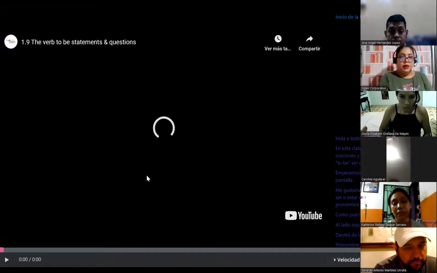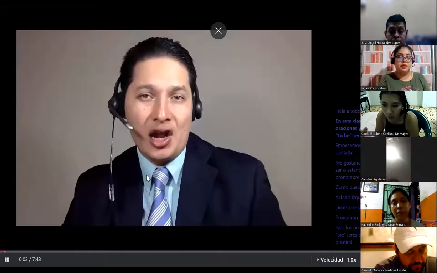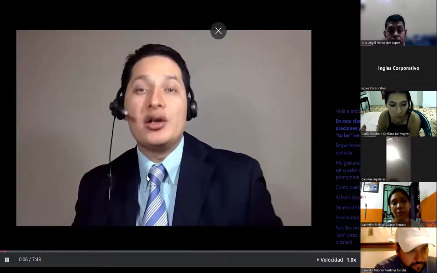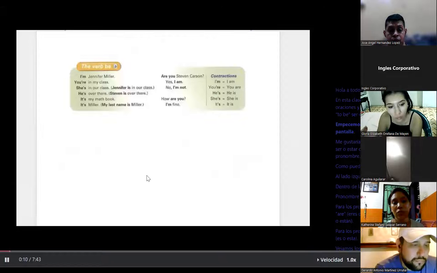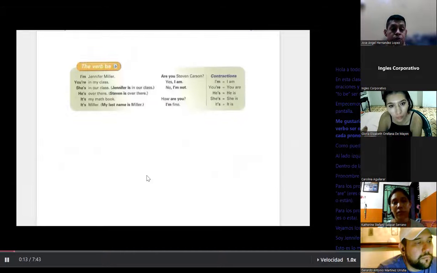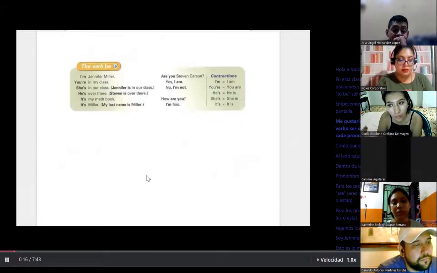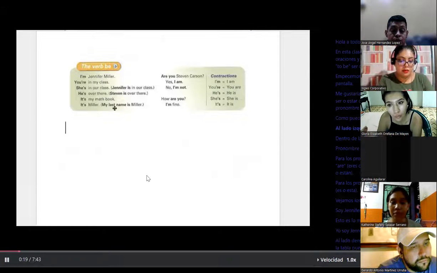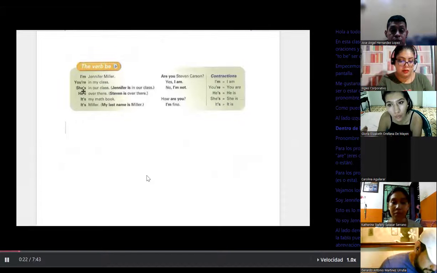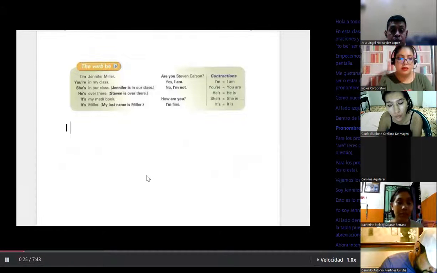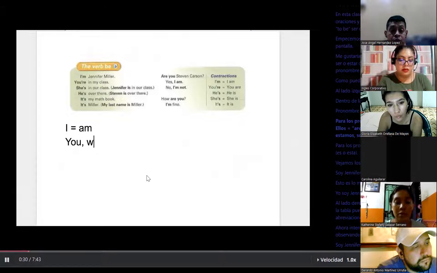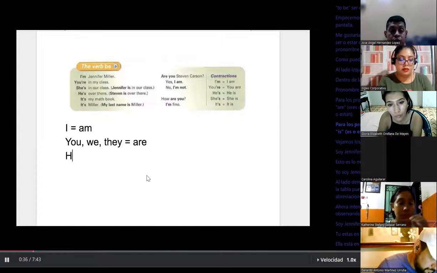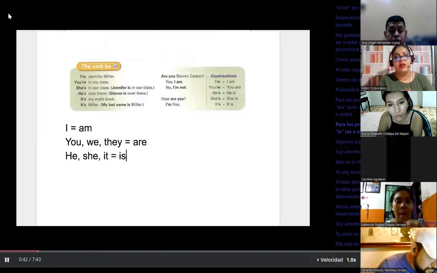Hi everyone. In this class, you'll learn how to form statements and questions using the verb to be. Let's get started by looking at the image on your screen. I would like to start by explaining the verb to be, which corresponds to each pronoun. As you can see, towards the left-hand side of the chart, you can see the pronoun I, that will be equal to am. For the pronouns you, we, and they, you're going to use are. And for the pronouns he, she, and it, then we're going to use is.